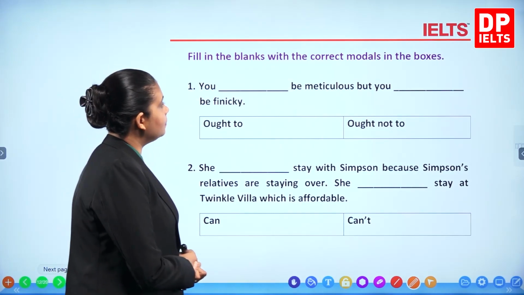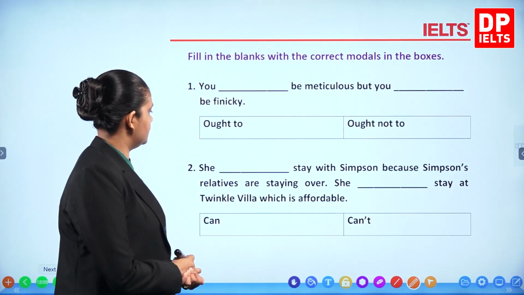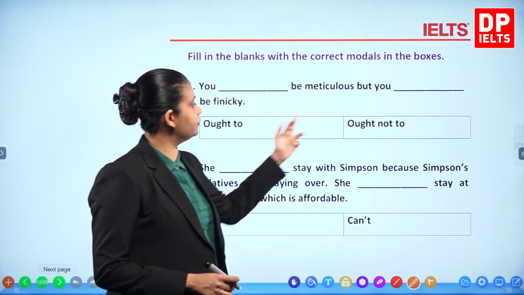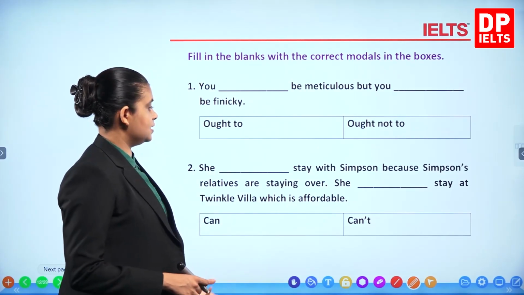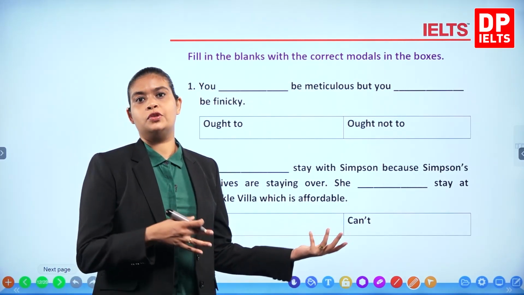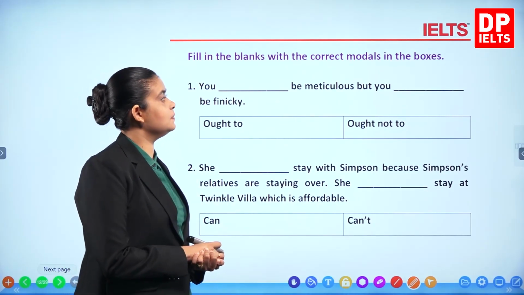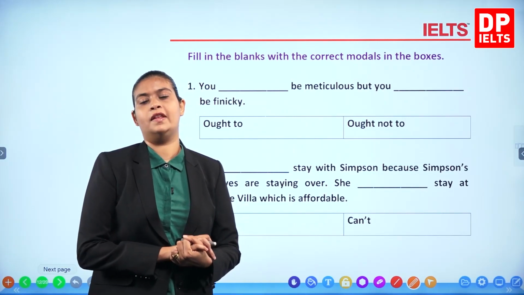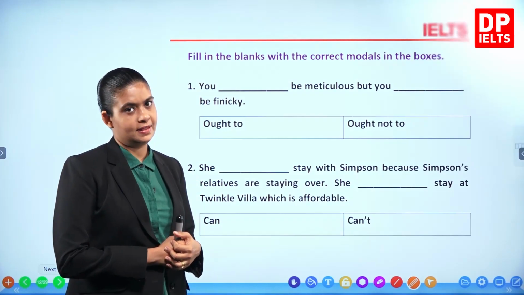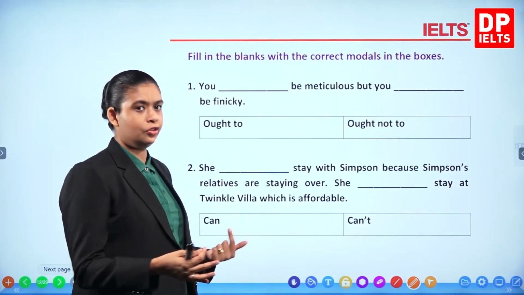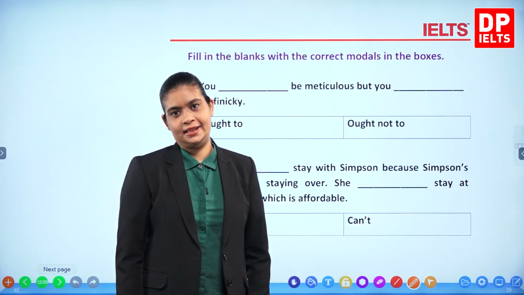Fill in the blanks with the correct modals in the boxes. So here you have two modals, positive and negative, and you have to complete the gaps. Now I'm going to give you some time. Let me read it out for you and then you can look at it and complete the gaps. So I'll read it through and try to figure out should it be the positive or the negative form.